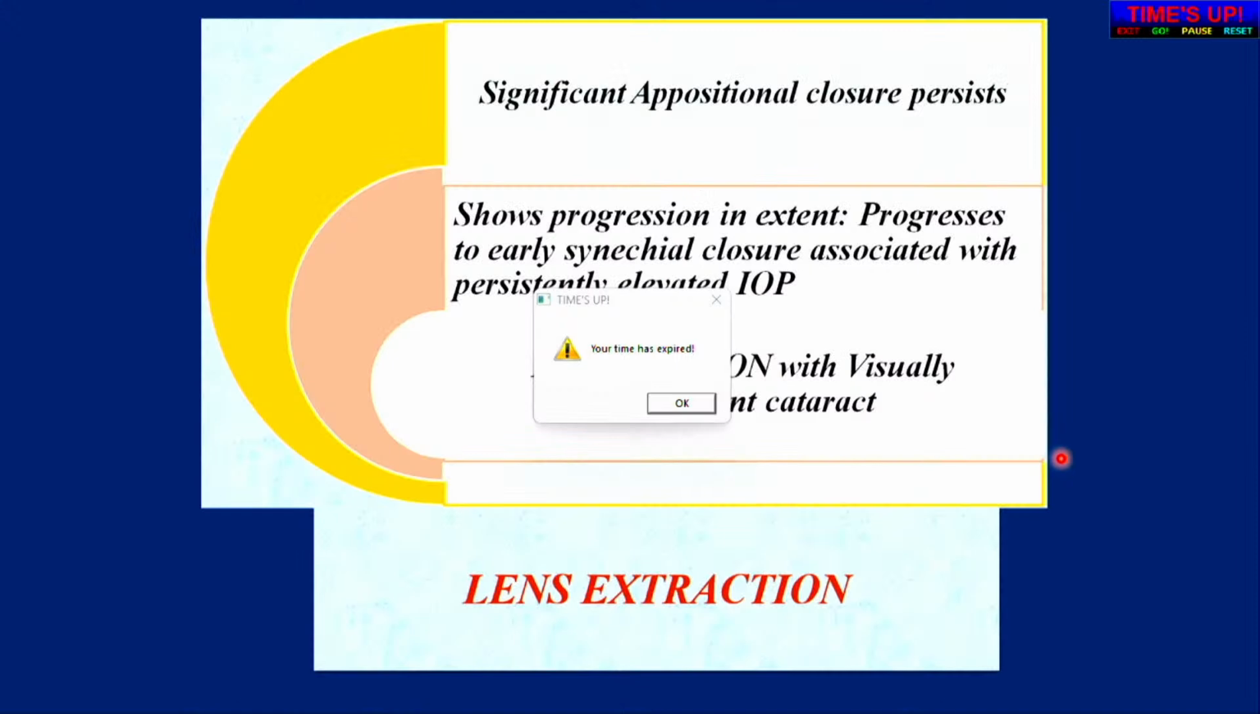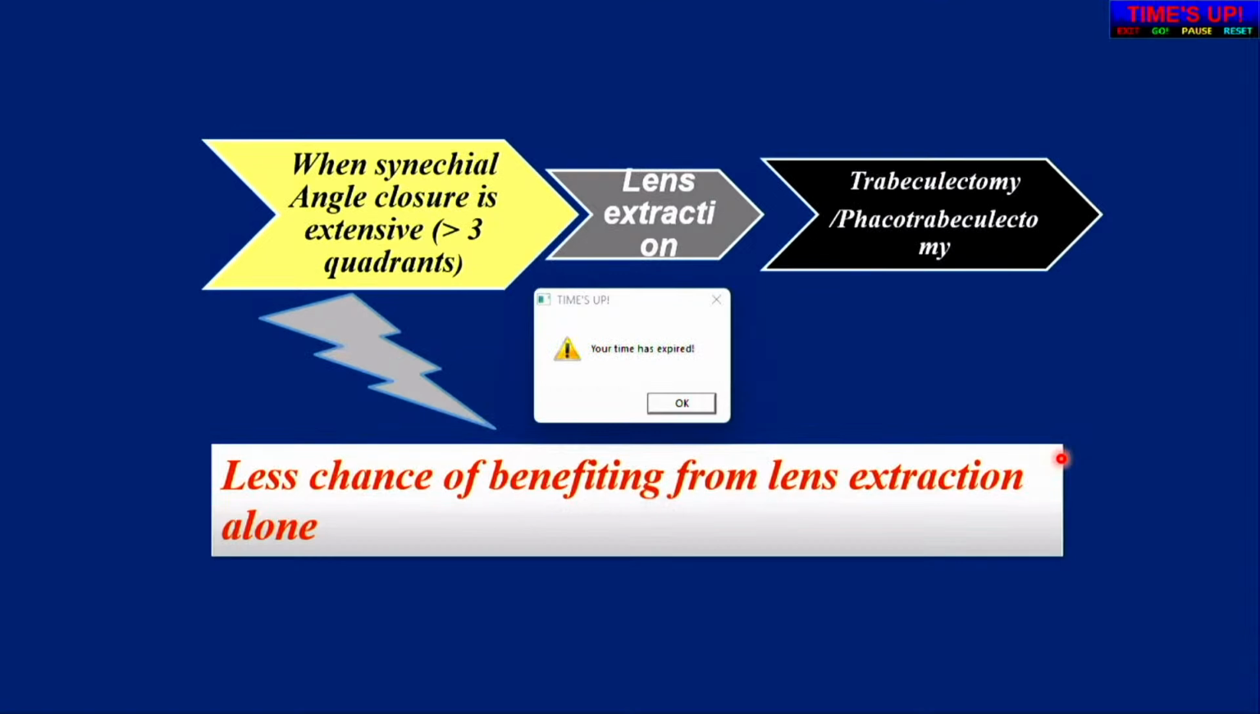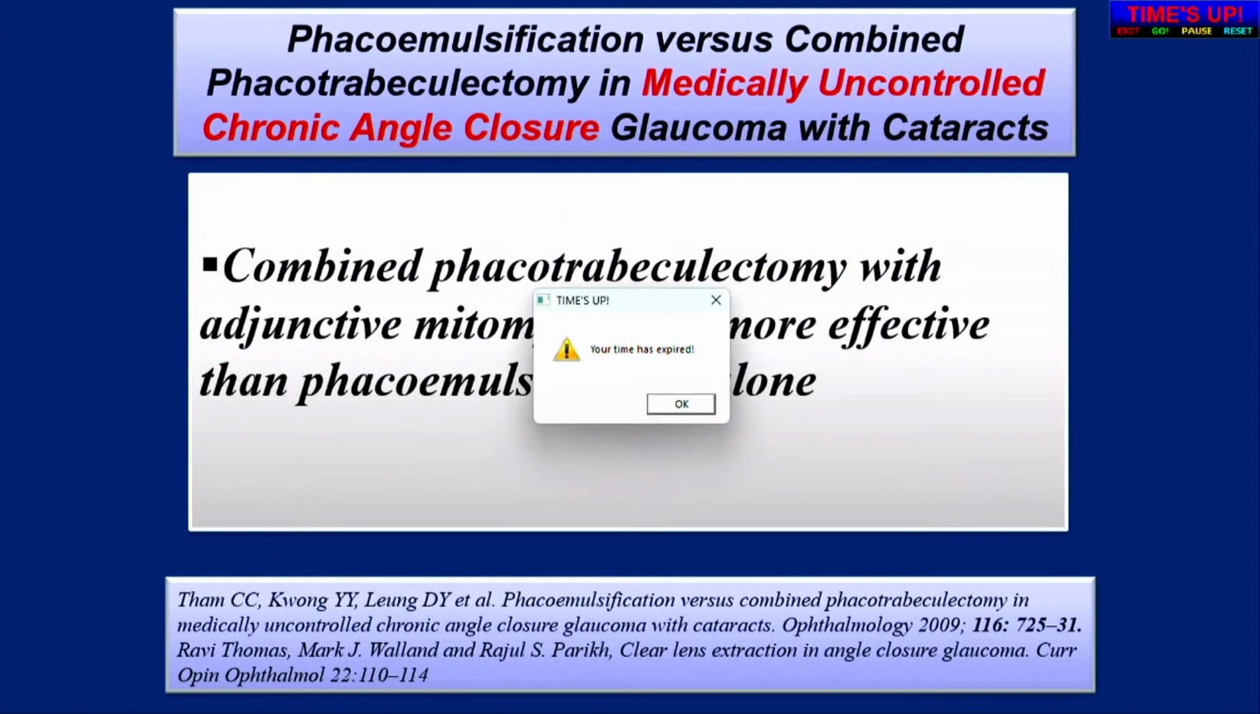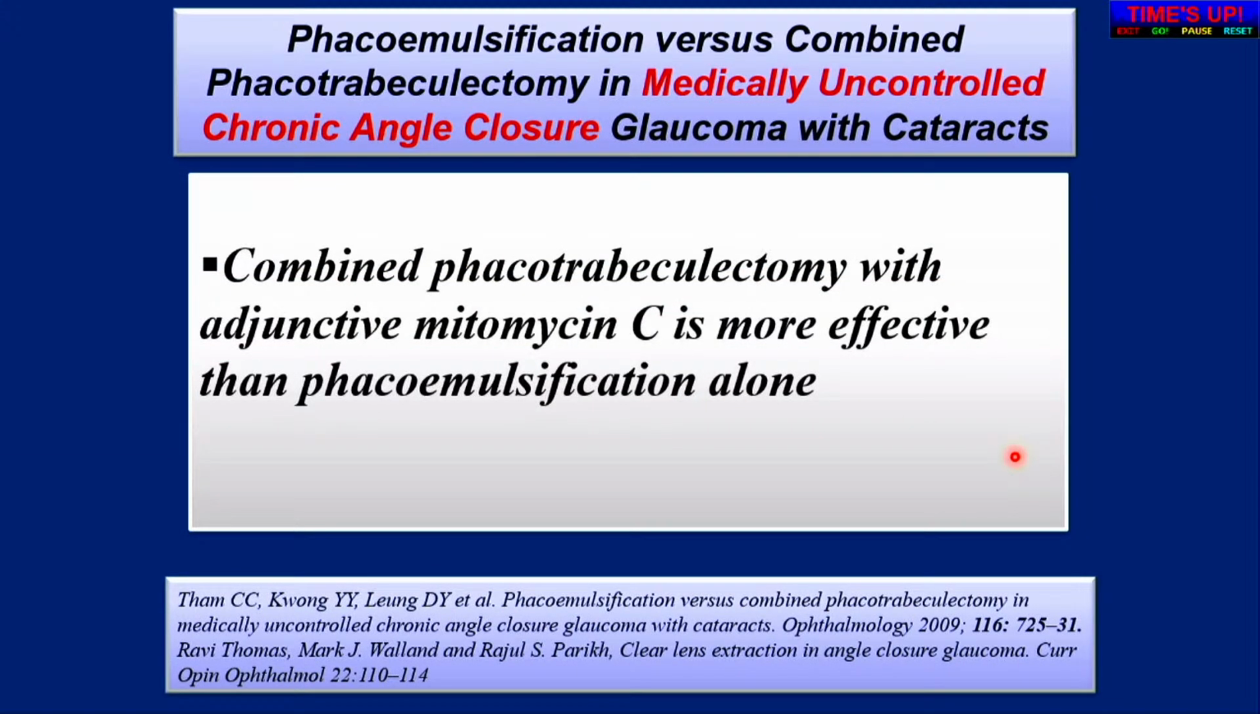So the threshold for lens extraction is low. However, when the synechial angle closure is extensive, say more than 2 to 3 quadrants, simple lens extraction may not suffice, and you can do a combined trab with phaco or any combined surgery.